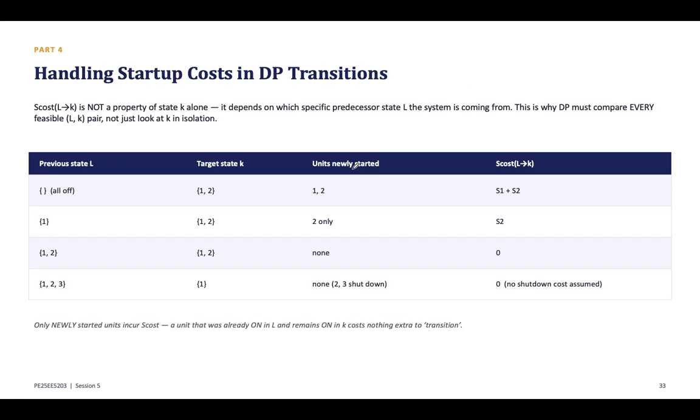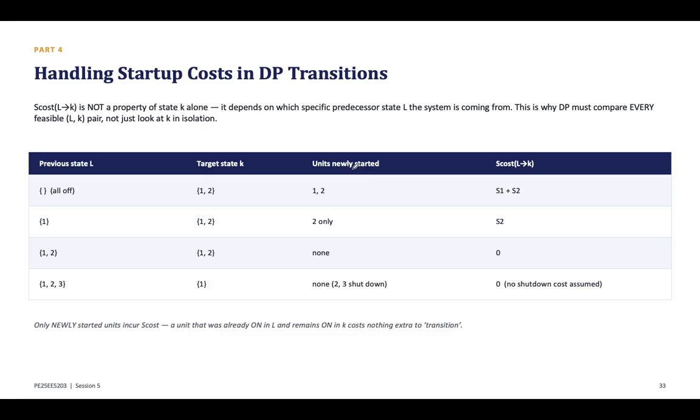So let's understand the startup cost in the DP transition. See, we're talking about the startup cost in the transition property. This is one of the most important ideas in the entire DP formulation. The cost here cannot be assigned to the target state alone because the same target state may be reached from different predecessors.